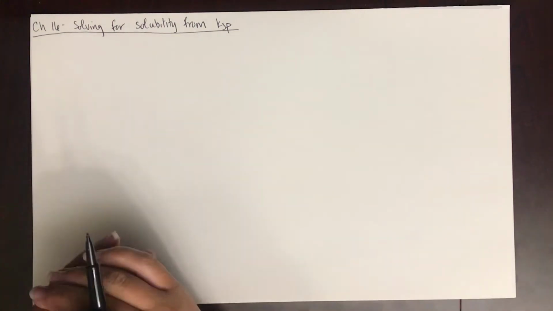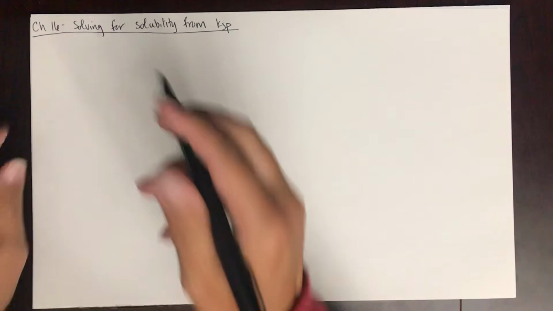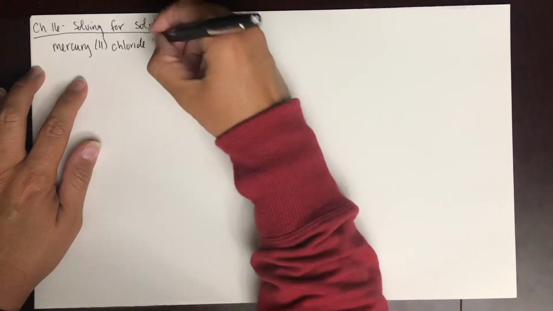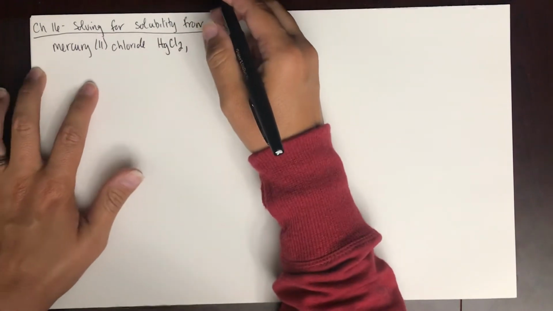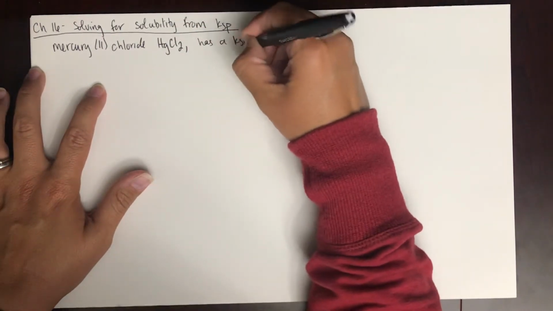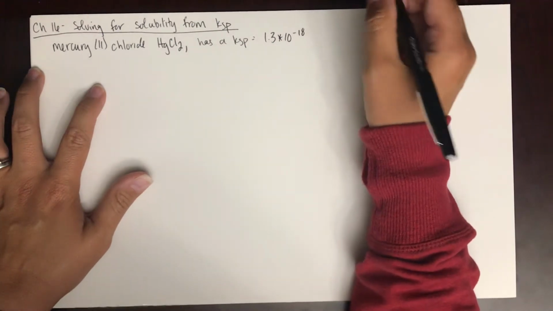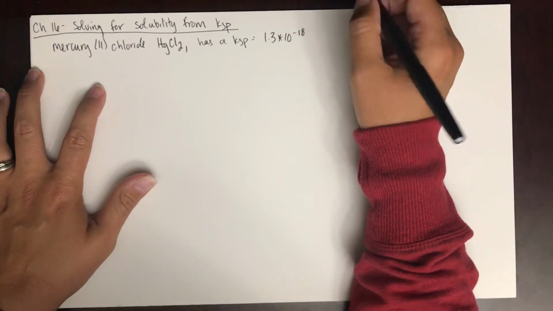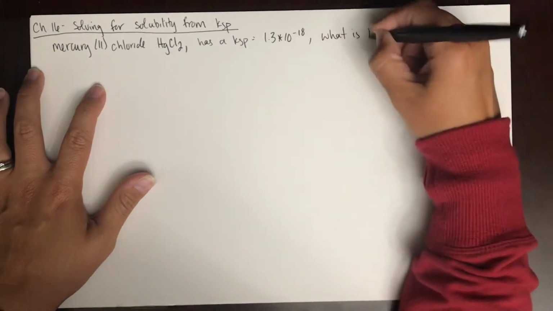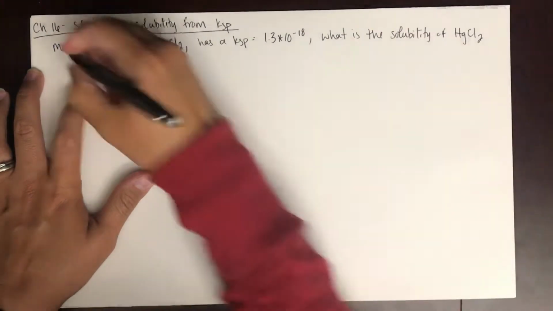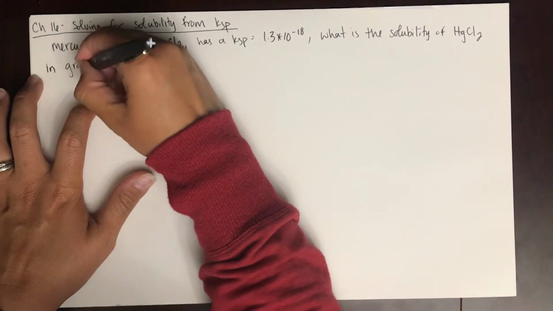Okay, now let's look at an example where we solve for solubility from a known KSP. So here is an example. Mercury 2 chloride has a KSP equal to 1.3 times 10 to the negative 18th. What is the solubility of mercury 2 chloride in grams per liter?